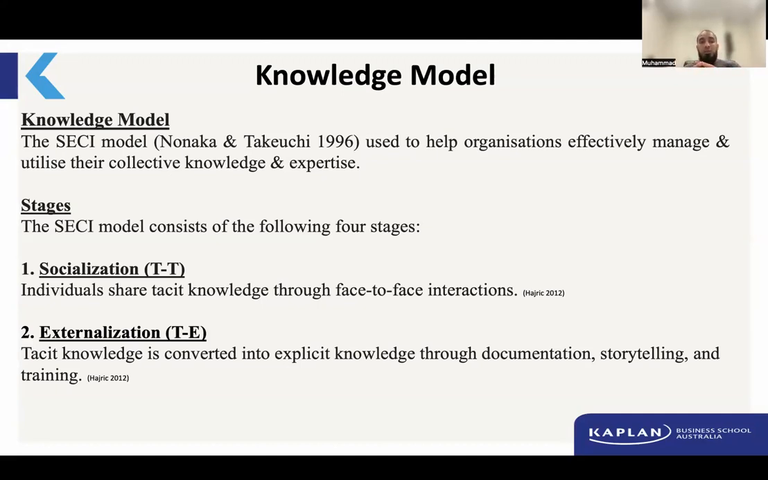First one is socialization, that is tacit to tacit, where individuals share tacit knowledge through face-to-face interactions. Second one is externalization, that is tacit to explicit knowledge. How is it done? The tacit knowledge is converted into explicit knowledge through documentation, storytelling, and training.